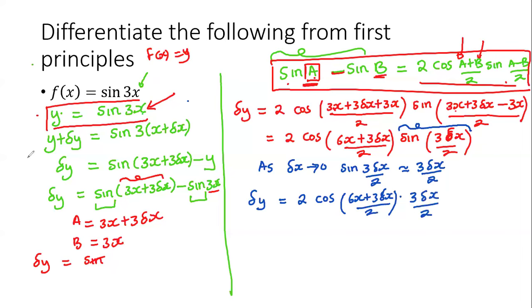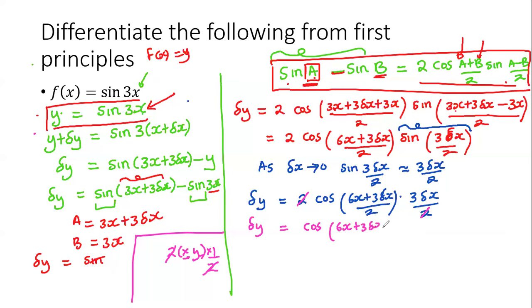Now feel free to do your mathematics here, that when you look at these two here, and these two can cancel. In simple terms, it's like having 2 times something times maybe a half. These two and these two can cancel because this is multiplication. So that means that we shall end up with delta y equals cos of 6x plus 3 delta x out of 2, then times 3 delta x.